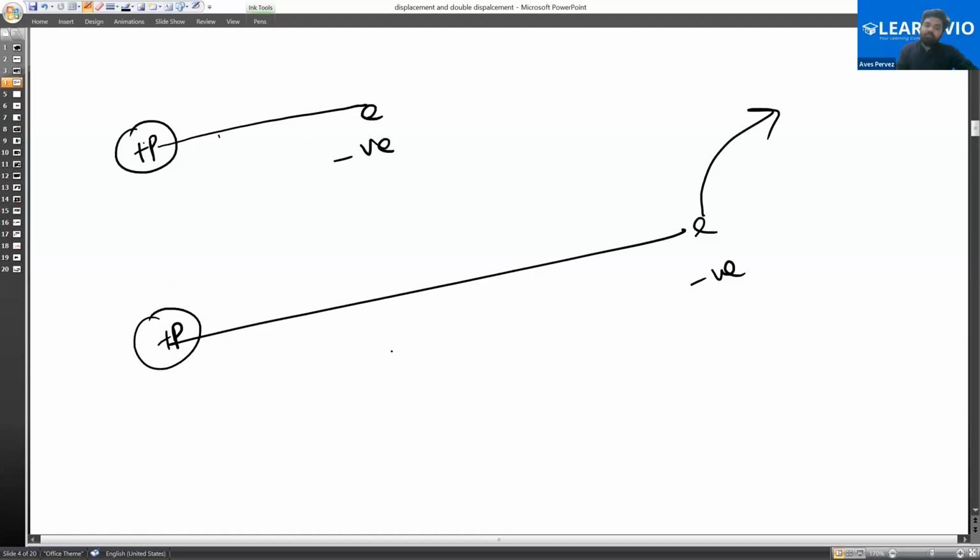Hence, we can say that potassium, because of an extra shell, has a bigger size, and the bigger size results in a greater distance between the nucleus and the electron, and this results in easy removal of the electron. And that's why we can say that potassium is more reactive than sodium. Are you getting the point?